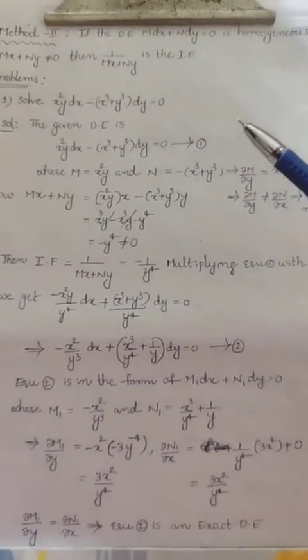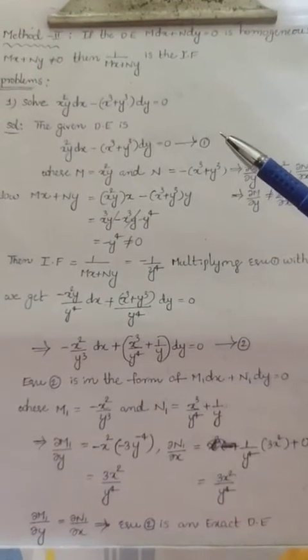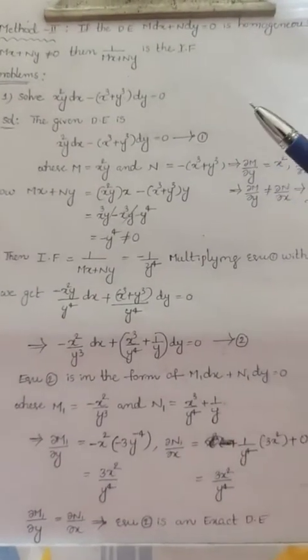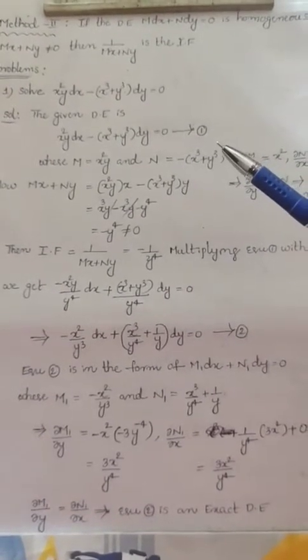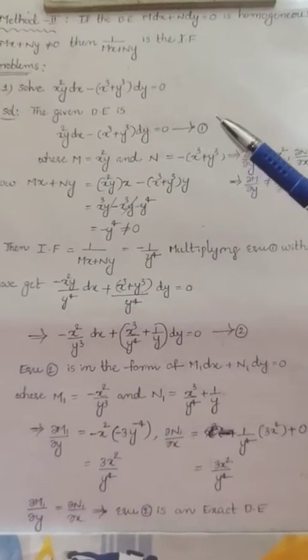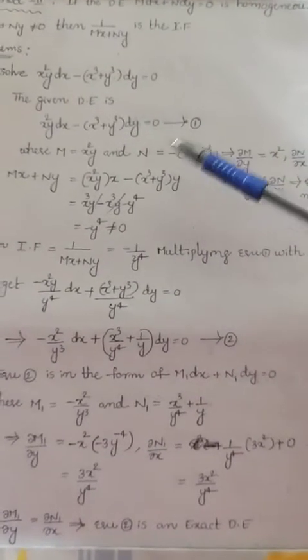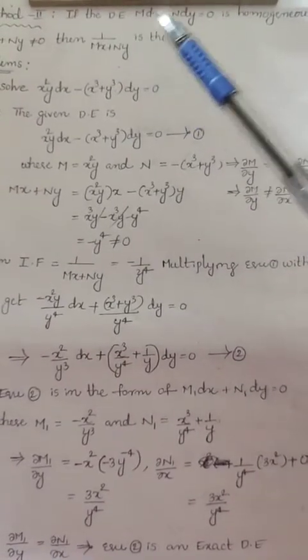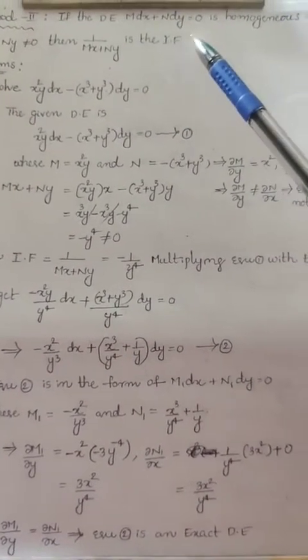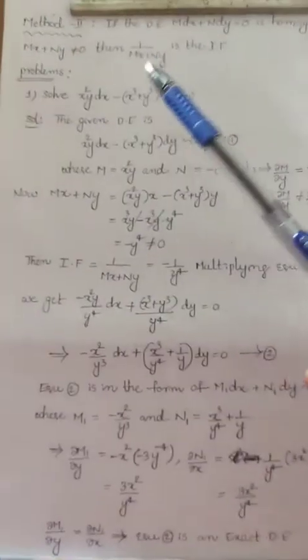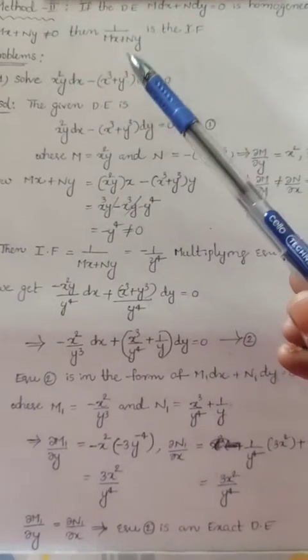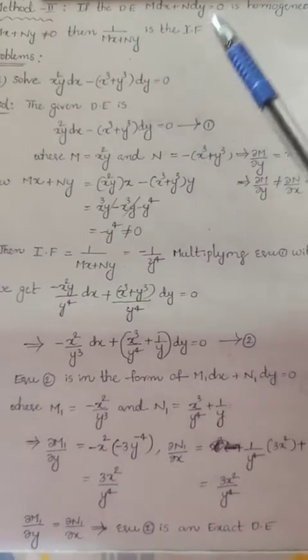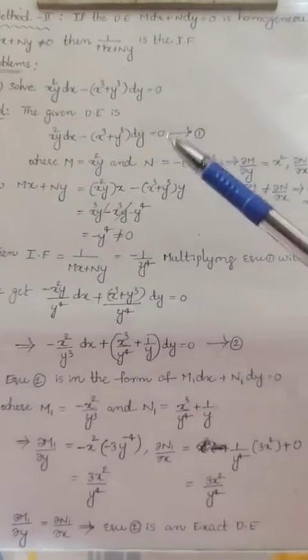Good morning, students. Today we are going to discuss exact differential equations. In this method 2 of integrating factors, that is, if the differential equation M dx plus N dy equal to 0 is homogeneous and Mx plus Ny not equal to 0, then 1 by (Mx plus Ny) is the integrating factor. That is method 2.